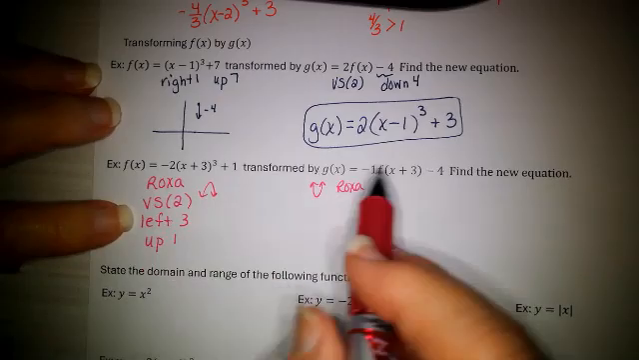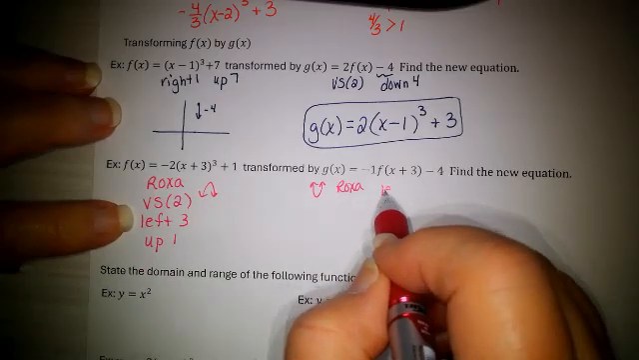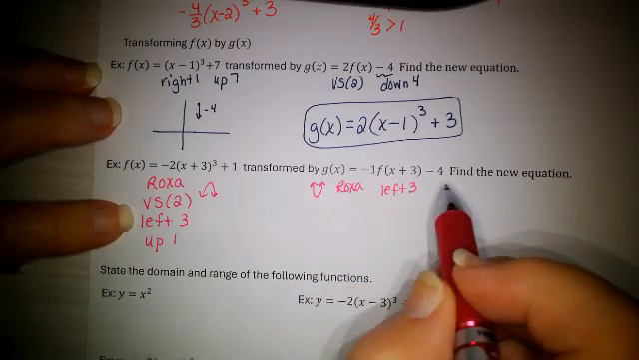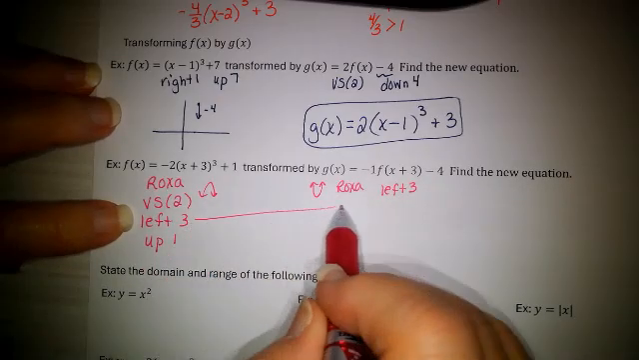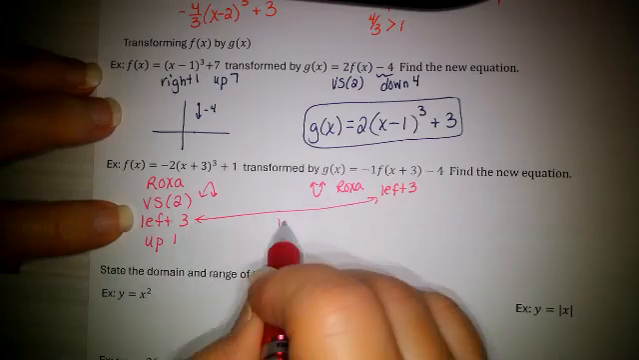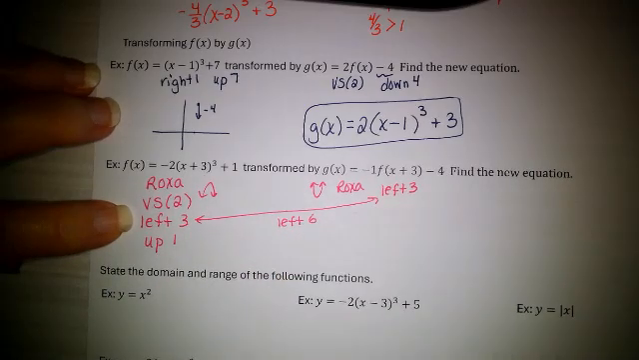Now this one went to the left 3. Well, this one went to the left 3 more. So if I combine those, I have now gone to the left 6.